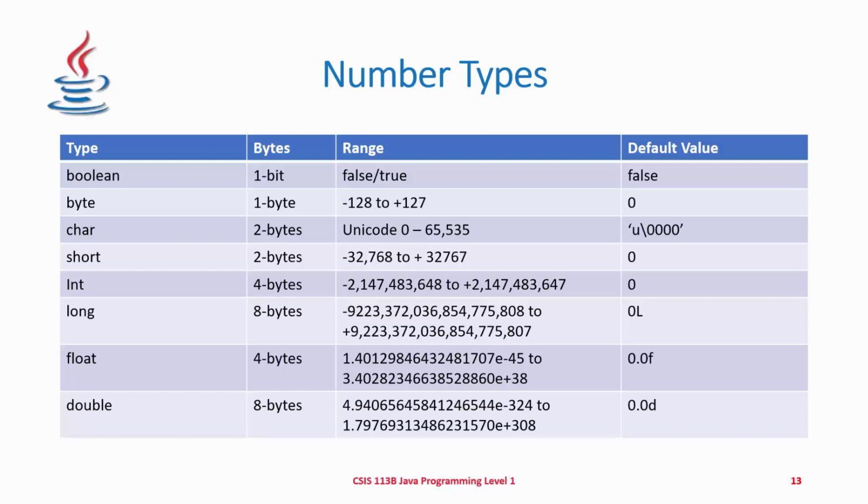Float is our real numbers, those that have decimal places in them. So we've got the 4 byte float, and then you have the larger float, which is the double, and 8 bytes or 64 bits. In all the numeric values, they all default to 0. Boolean is a 0 as well, false being the way it's represented in human terms.